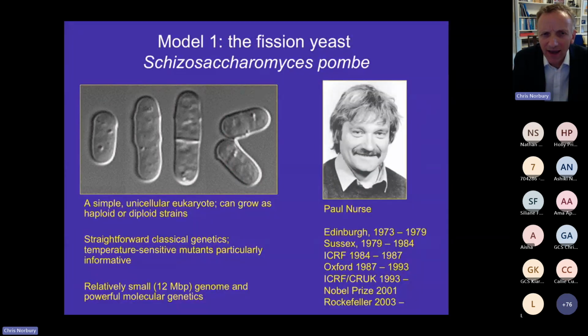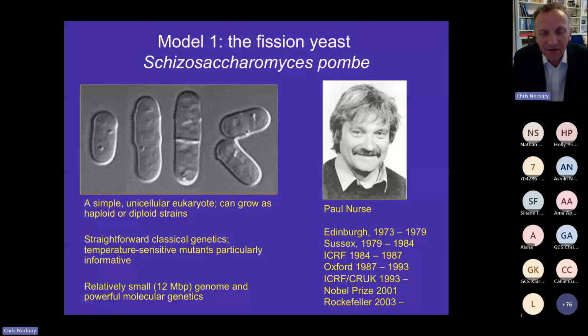So let's take a look at the first of those models. And this is a fission yeast, shown here on the left-hand side. These are a series of micrographs of these yeast cells. So it's a single-celled eukaryotic organism. And it just grows as these single cells.